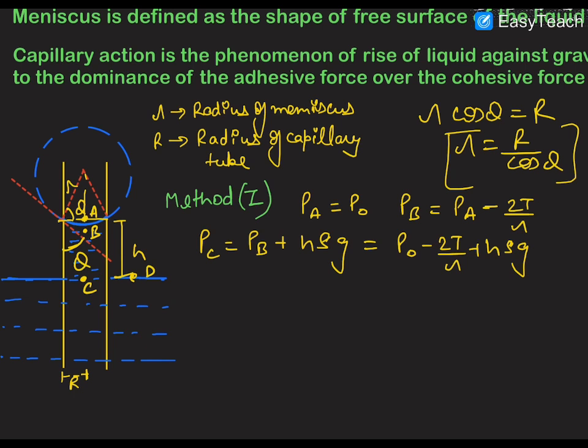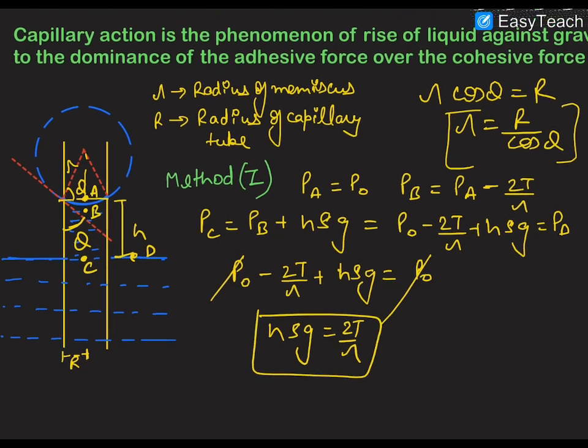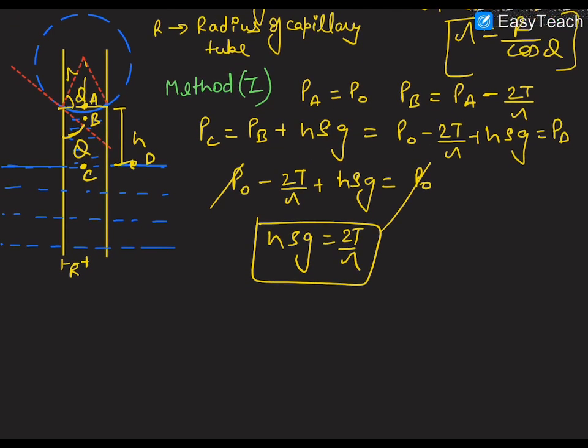The pressure at C will be equal to the pressure at D, and D is directly exposed to the atmosphere. Therefore, the pressure at D will be equal to P naught. So P naught minus 2T by R plus H rho g is equal to P naught. Cancelling P naught with P naught, H rho g is equal to 2T by R. This is the reason that the liquid rises inside the tube.